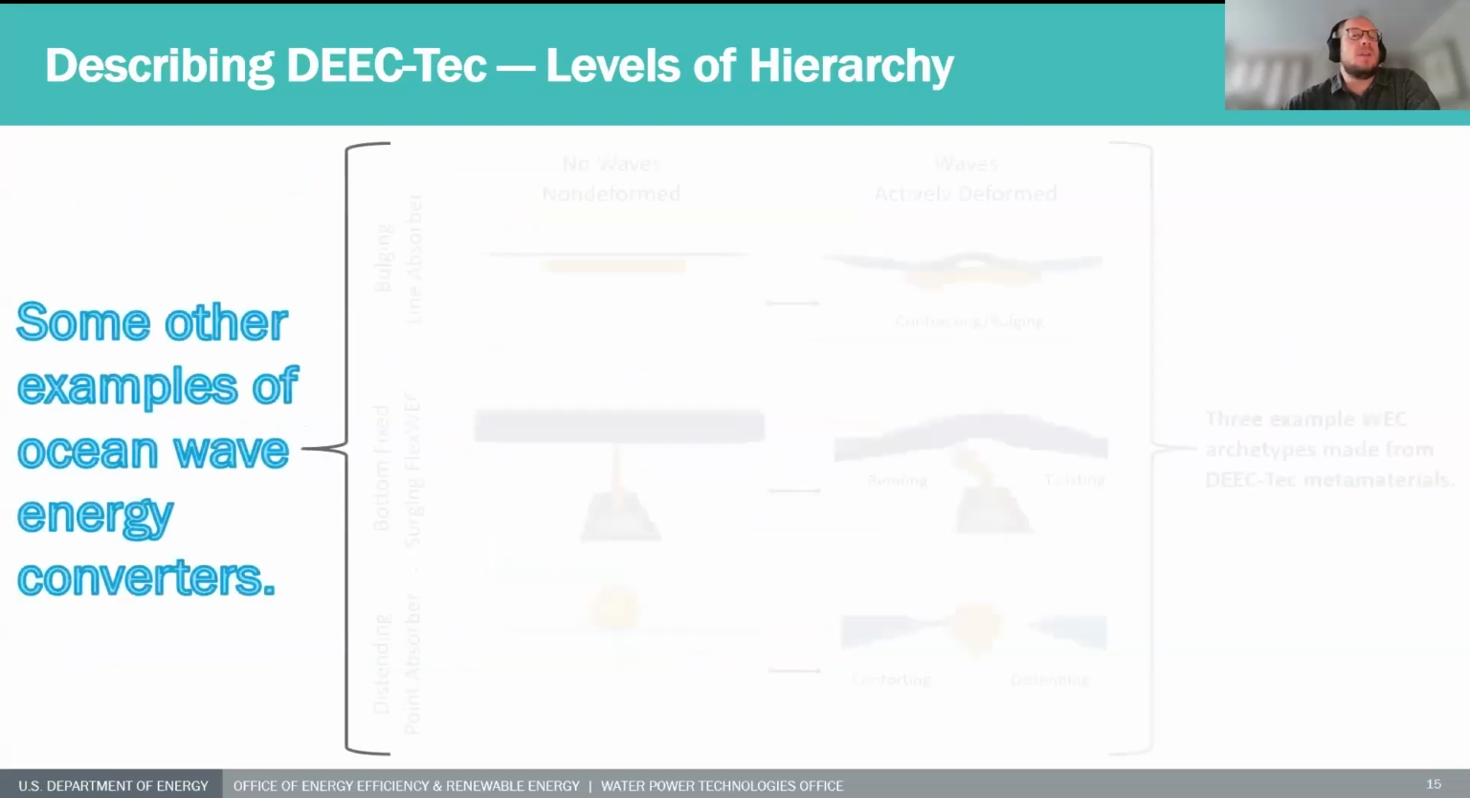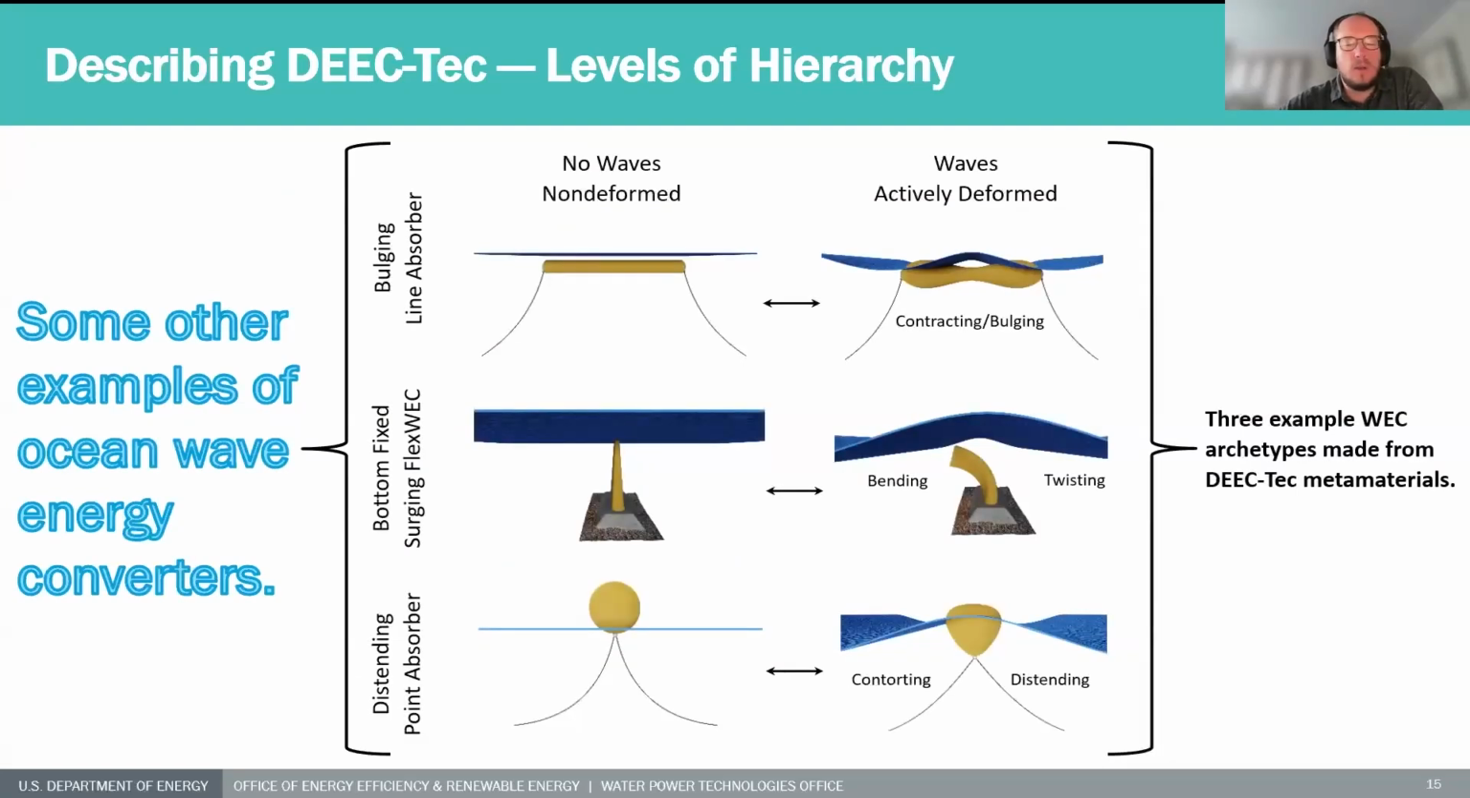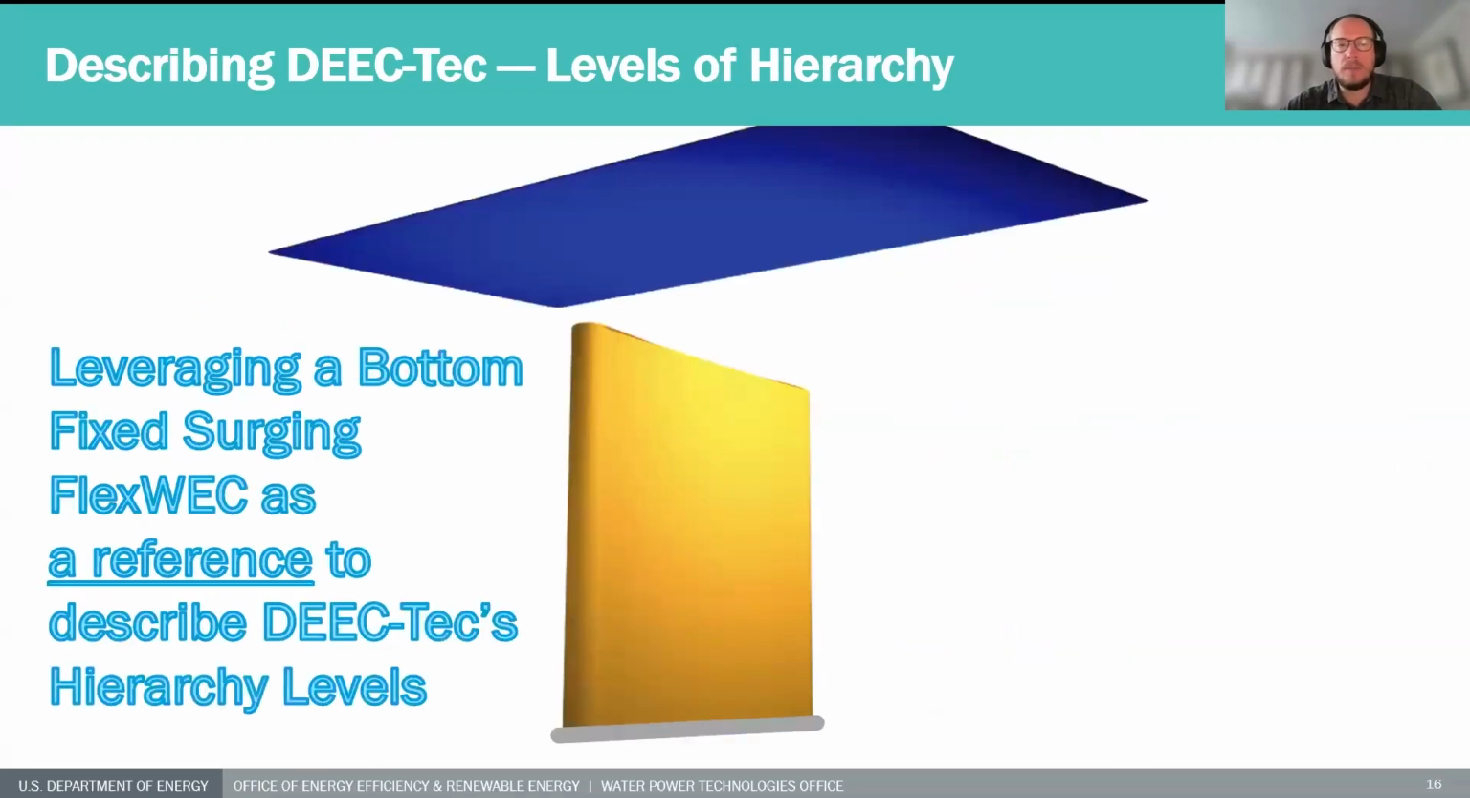So please don't think that a bottom fixed surging FlexWEC is the only rendition or implementation of DEEC-Tec into a wave energy converter. As what's trying to be conveyed on this slide, there could be any number of types of wave energy converters based on DEEC-Tec, ranging from a bulging line absorber, not too unlike SBM S3's device, for those of you who are familiar with it, or in the bottom row there, a distending point absorber, something that can contort and distend. So many different ways that you can leverage DEEC-Tec into an ocean wave energy converter. For the sake of this webinar, I'm only going to leverage the bottom fixed surging FlexWEC to convey the hierarchies of DEEC-Tec.